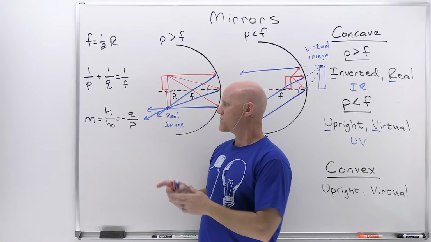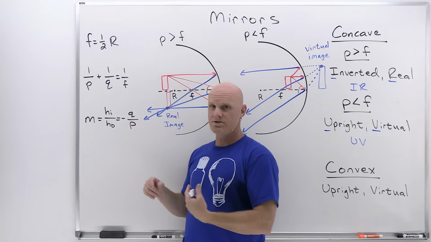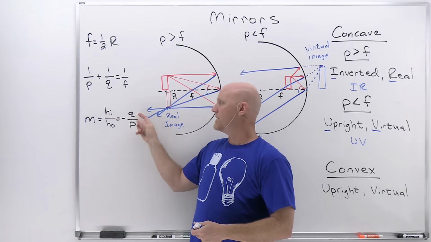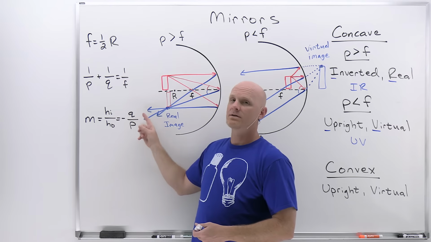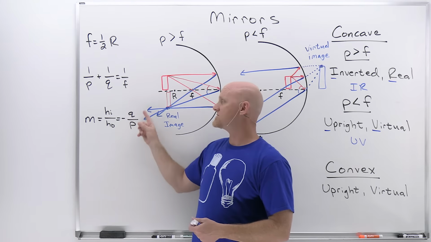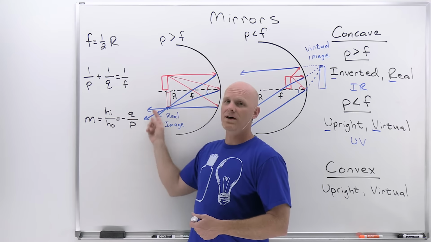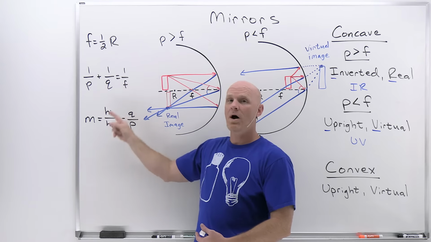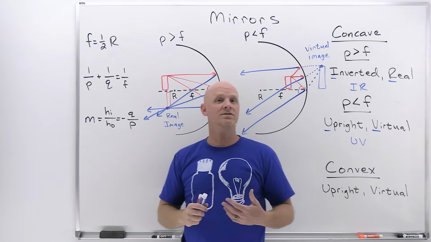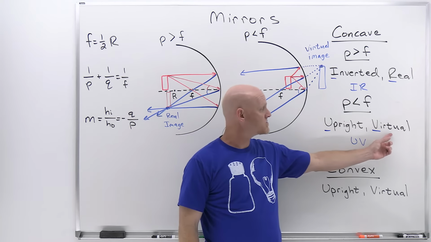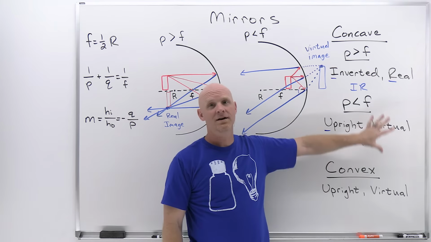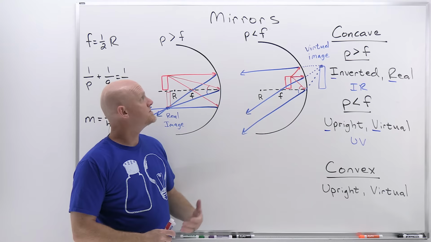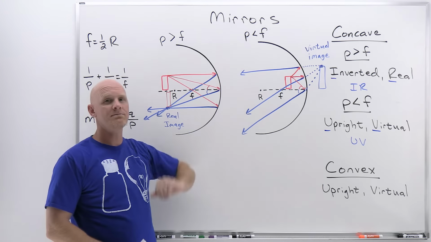Now it works the opposite as well. So let's say you've now got a virtual image. Well, a virtual image is indicated by the fact that you've got a negative value for q. And a negative times a negative, all divided by a positive object distance, is going to give you a positive magnification. And so the negative value for q tells you you have a virtual image. The positive value for the magnification tells you it's an upright image. And that's why virtual images are always upright. And that's why these go together. Cool. So those are our two scenarios for concave mirrors.